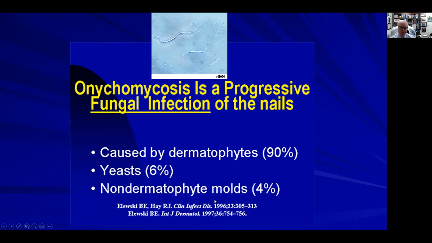Most of these fungal nails are caused by dermatophytes, about 90% of them, a smaller percentage by yeast, and an even smaller percentage by non-dermatophyte molds and Nocardia species. But most of these are your typical dermatophytes, T. rubrum and T. mentagrophytes, the common cause of garden variety athlete's foot.